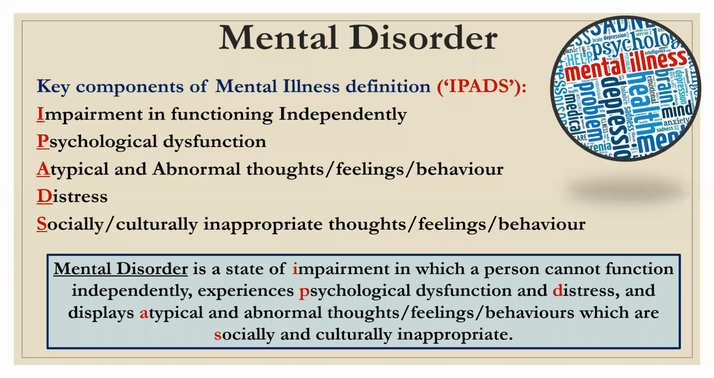So I for impairment, okay? You've got some kind of impairment in functioning independently. You've got psychological dysfunction, which means there's some kind of issue or some kind of lack of ability to think or feel normally, or as a normal person would. You've got atypical and abnormal thoughts, feelings, and behavior. You've got distress. So distress is like a negative form of stress. And you've got socially or culturally inappropriate thoughts, feelings, and behavior. So basically, thoughts, feelings, and behaviors that are not considered normal for your society or for the culture that you live in, okay?